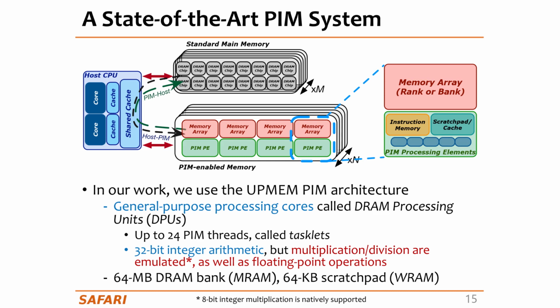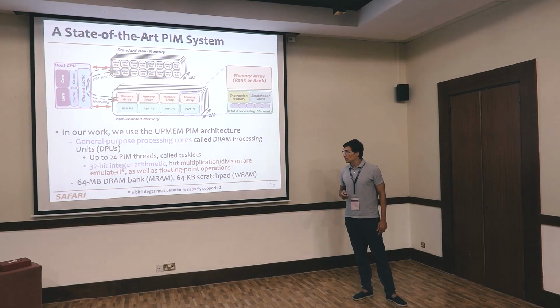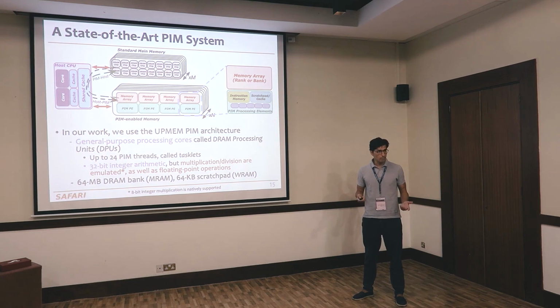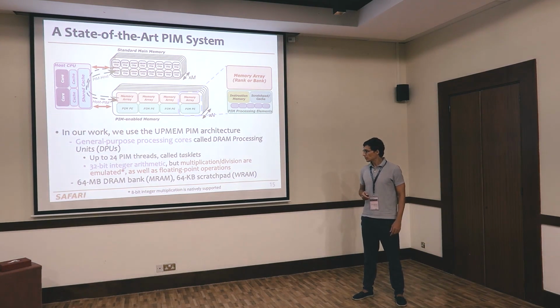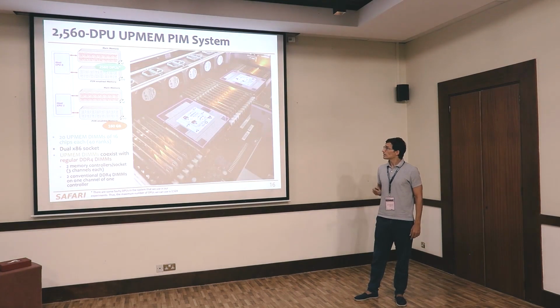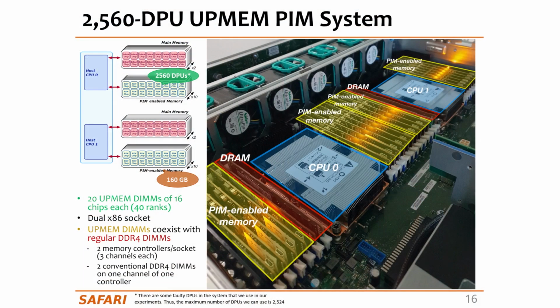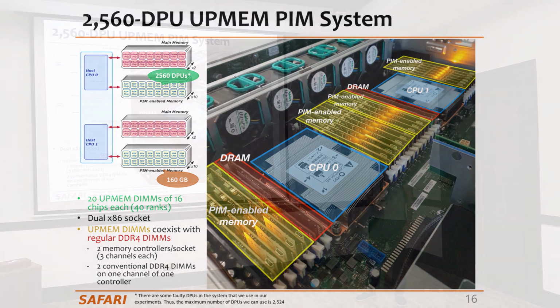This is composed of general-purpose processing cores that are called DRAM Processing Units, or DPUs. Each of them can run up to 24 PIM threads that are called tasklets, and they support 32-bit integer arithmetic, but multiplication and division are emulated, as well as floating point operations. Each of the DPUs has access to its own DRAM bank called MRAM, and its own scratchpad that is called WRAM. And this is what the current UPMEM system looks like, with 2560 DPUs, with the dual-socket CPU, DRAM DIMMs, and PIM-enabled ones.